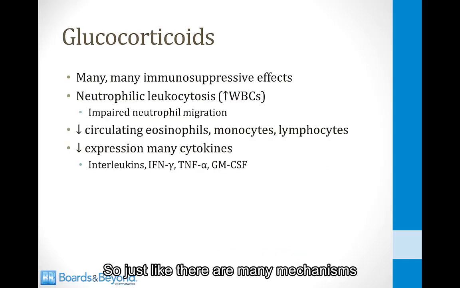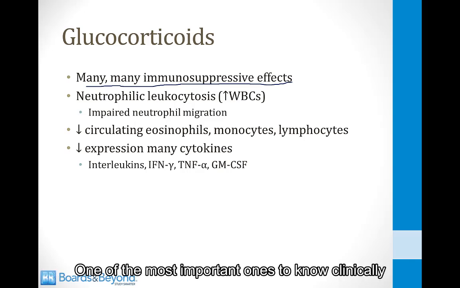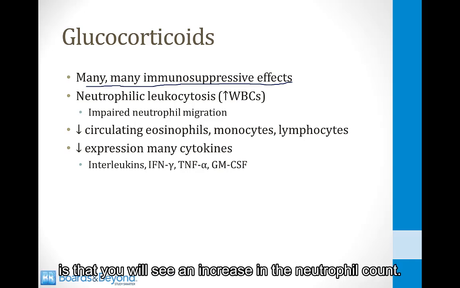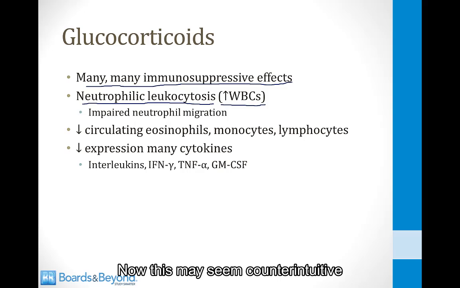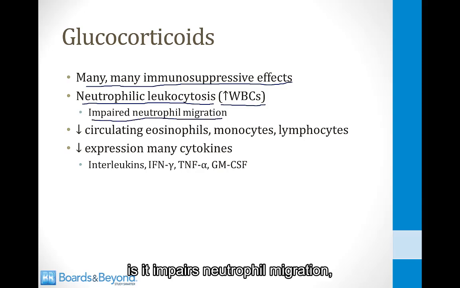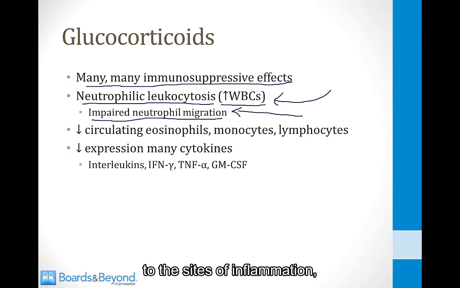So just like there are many mechanisms by which glucocorticoids exert their effects, there are many, many different immunosuppressive effects. One of the most important ones to know clinically is that you will see an increase in the neutrophil count. There will be an increase in the white blood cells, and this may seem counterintuitive for a drug that suppresses inflammation. However, what this drug does is it impairs neutrophil migration, so you'll see more white blood cells in the plasma, but there will be fewer of them making it to the sites of inflammation, and that's why glucocorticoids work as anti-inflammatory drugs.